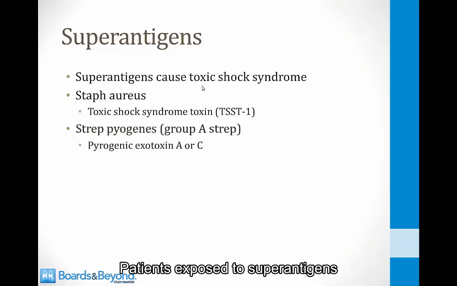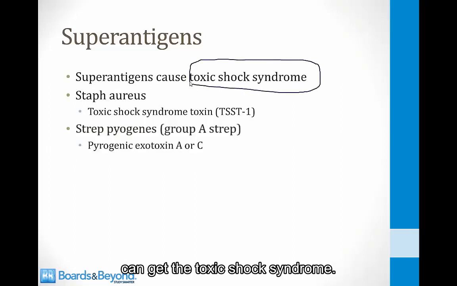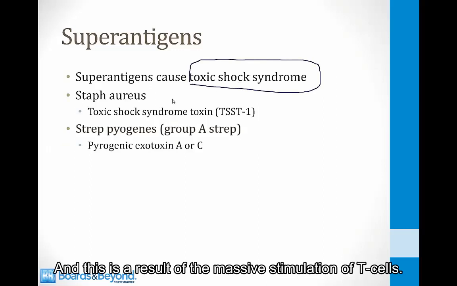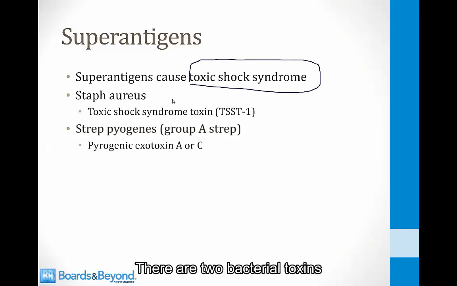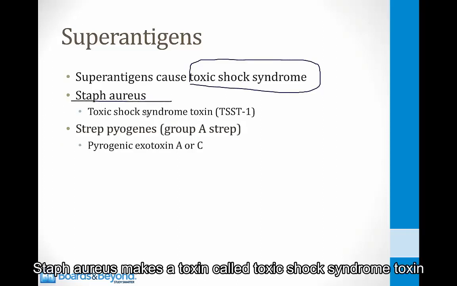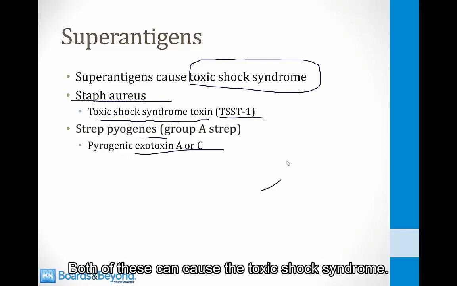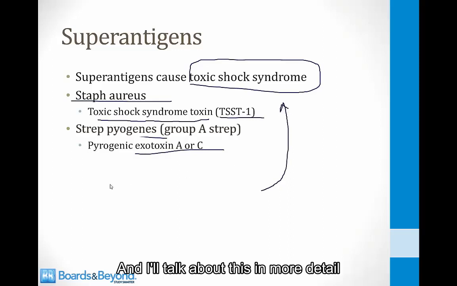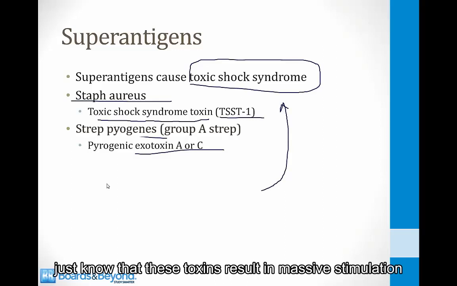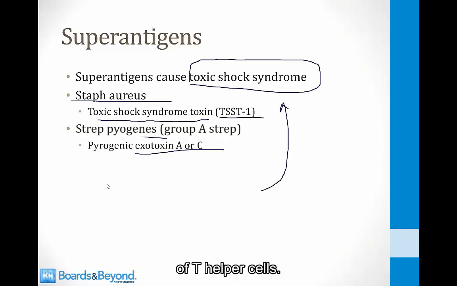Patients exposed to superantigens can get toxic shock syndrome, and this is a result of the massive stimulation of T cells. There are two bacterial toxins that cause toxic shock syndrome. Staph aureus makes a toxin called toxic shock syndrome toxin, or TSST-1, and Strep pyogenes makes a toxin called pyrogenic exotoxin A or C. Both of these can cause toxic shock syndrome, and I talk about this in more detail in the infectious disease modules. For our purposes here, just know that these toxins result in massive stimulation of T helper cells.